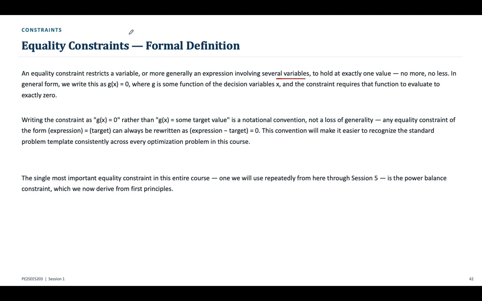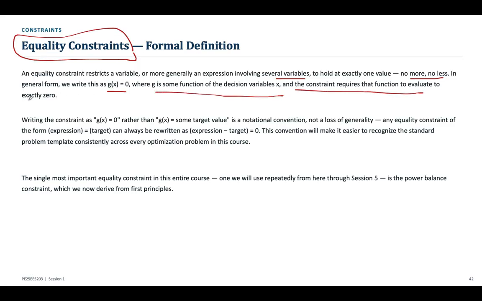Now we are talking about equality constraints and how we define them. They restrict it to hold exactly one value, no more, no less. That is what the equality constraint is all about. In general form, we write it as g(x) = 0, where g is some function of the decision variable x, and the constraint requires that function to evaluate to exactly 0.